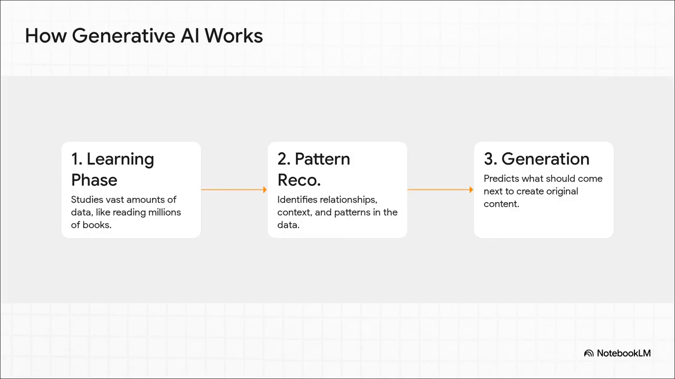So how in the world does it actually work? Well, it's a pretty straightforward three-step process. First, it just learns. It reads and watches and absorbs massive, and I mean massive, amounts of data. Then it starts to see patterns, how words fit together, how shapes form an image. And finally, when you ask it for something, it uses those patterns to predict what comes next, building new content piece by piece. Now here's the key: it doesn't think, it predicts.